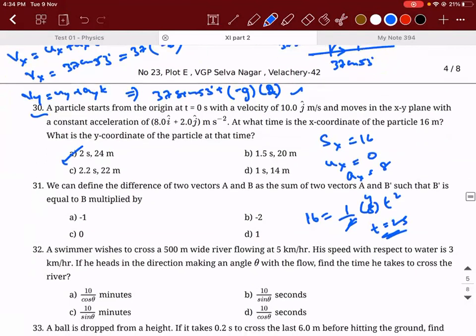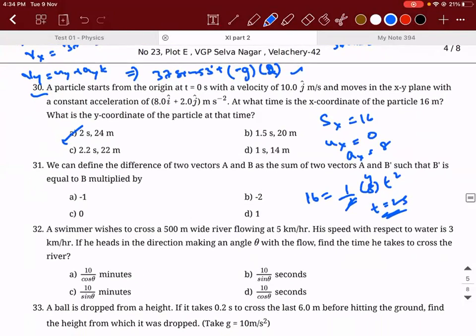So we can define the difference of two vectors a and b as the sum of two vectors a and b dash, such that b dash is equal to what? So a vector minus b vector can be written as a vector plus b dash vector. So what is b dash vector? It is minus 1 times b vector.